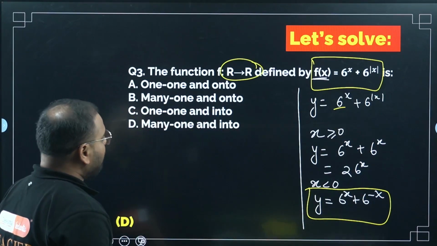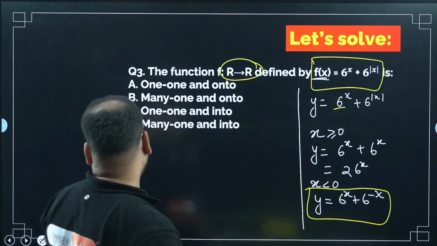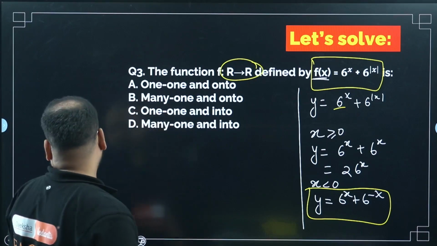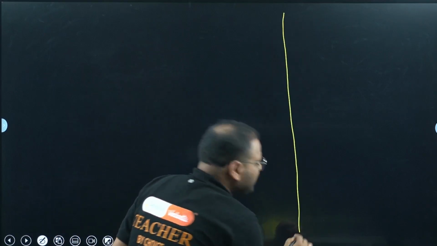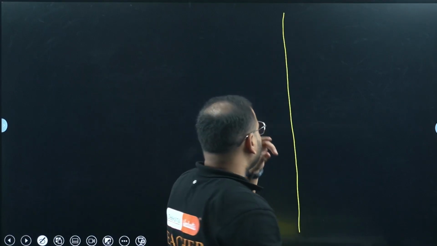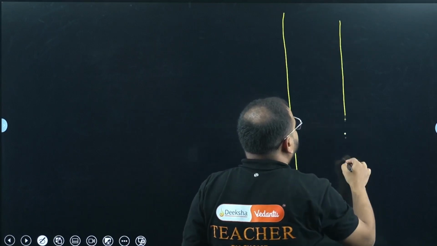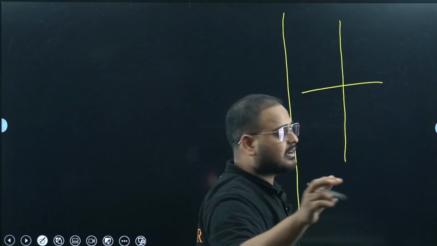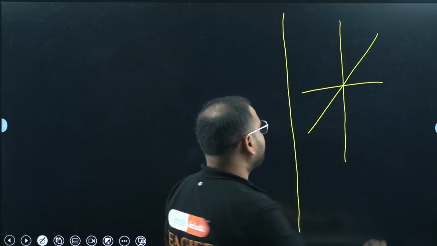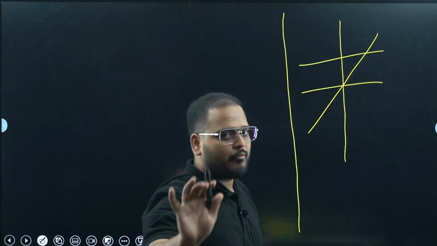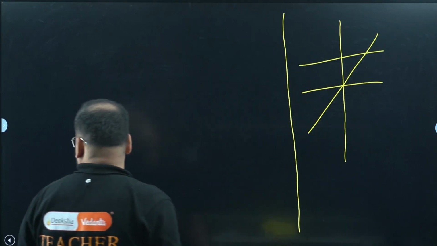Okay, sir. Now, to understand one-one and many-one, again I will take the graphical approach. One short concept. If I have a graph here, remember these two graphs? I drew one graph as a straight line like this. I said one-one because it cuts at 1 point. Great, sir. What about many-one?